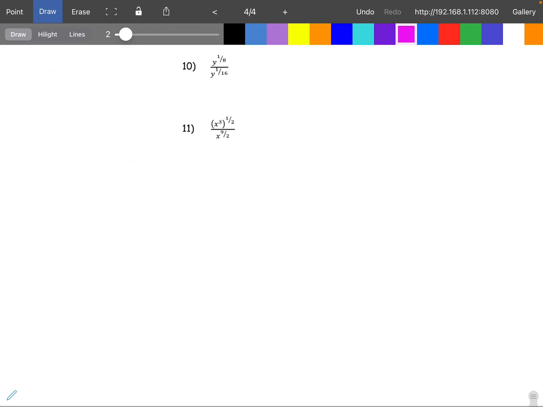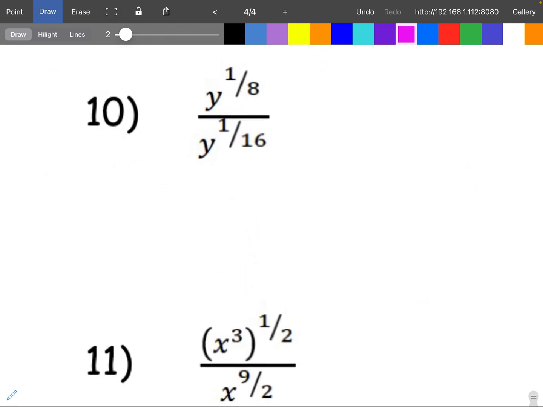Alrighty, just a couple more problems and we are done for the day. Number 10. So we have the same base. They both have a base of y, but this time we're dividing them, therefore we need to subtract their exponents. Now, one thing I noticed, though, is that those exponents do not have the same denominator. And we know that if we're going to subtract exponents, they have to have the same denominator. So let's take care of that first.